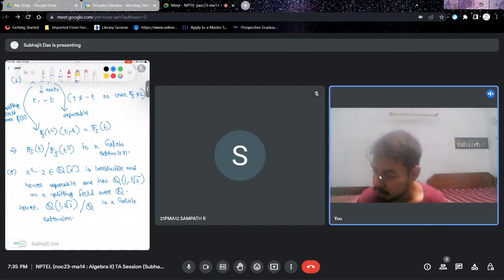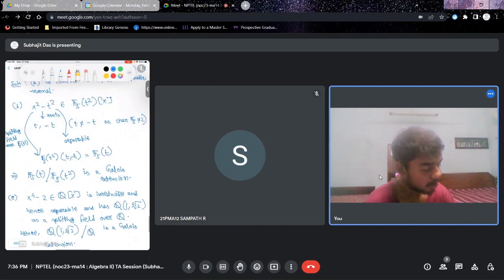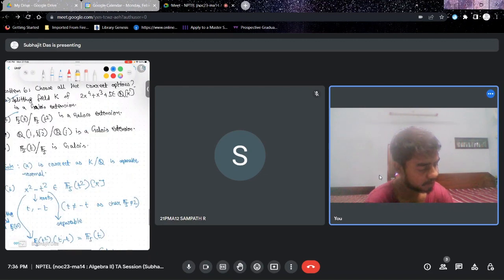There are many statements, but the two most important ones are these: either you can define it to be a finite normal separable extension, or you can define it to be the splitting field of some separable polynomial over the base field. You can also say that if you look at the Galois group of this extension, then the fixed field of the Galois group in the extension is precisely equal to the base field. And there are lots of other equivalent ways of defining the same thing. Okay, so C is certainly correct.